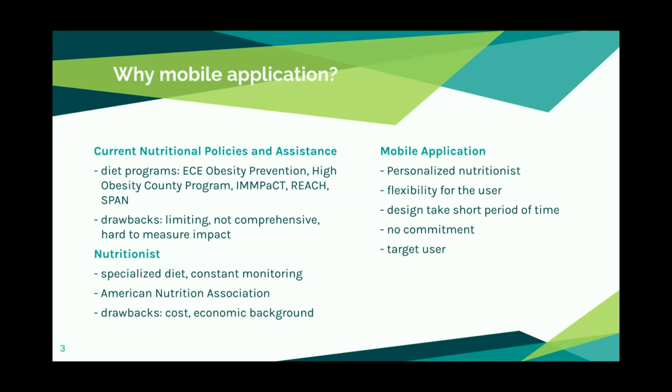So therefore, for people in poverty who are afflicted with obesity or chronic diseases that need a nutritionist, such as heart diseases or diabetes, they do not have access to such treatment. In contrast, a mobile application can act as a personalized nutritionist that is free and can offer assistance at any moment. So it is very flexible based on the availability of the user.